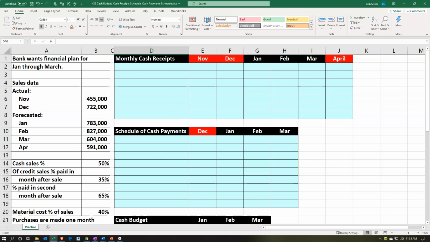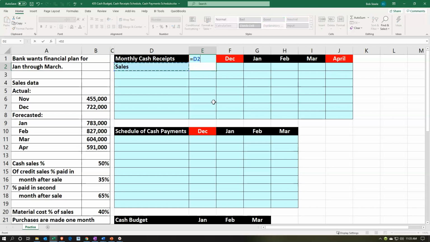Let's go back up. Let's take a look first at our monthly cash receipts. We'll go through this a little bit faster since this is more of our comprehensive problem and we've seen these in the past. We're going to pick up these sales. The November and December are red because those are times that have already passed. But we need them in our worksheet to calculate for January, February, and March.